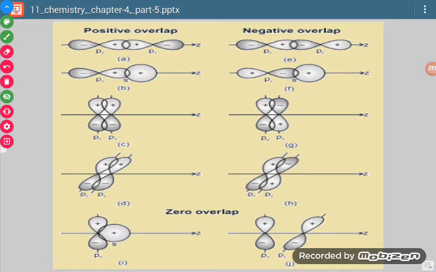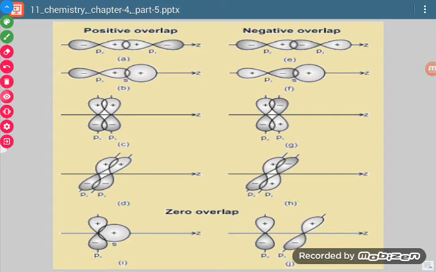And zero overlap means there is no possibility. Here there is no possibility, here there is no possibility. Why is there no possibility of overlap? Because their directions are different. Because of different directions, just like this.